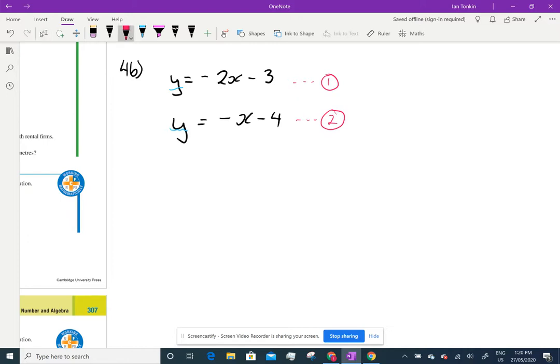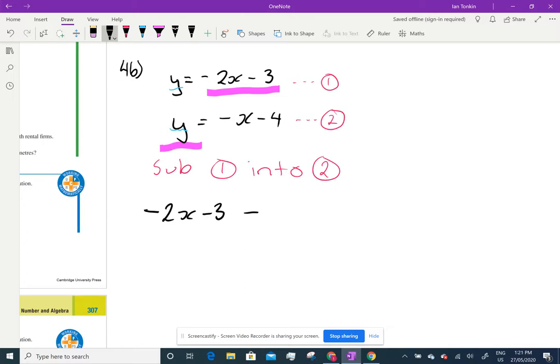So now I'm going to substitute 1 into 2. What am I doing? I'm going to put this wherever there is a y. I'm going to sub that into the place where the y is, and I'll get a new equation. So I get minus 2x minus 3 equals minus x minus 4. And now all I have to do is solve this equation.